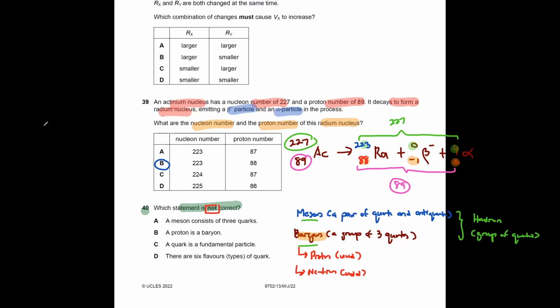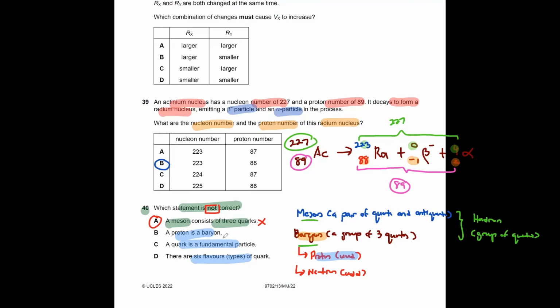All right. So you look at your answer statements one by one. A meson consists of 3 quarks. This is obviously wrong already. It should have been a pair of quark and anti-quark. Answer is supposed to be A. But you can actually check with the rest of the answer statements. A proton is a baryon. That is correct because you have up, up, down quark. A quark is a fundamental particle. That is also correct. There are 6 flavors or types of quarks.